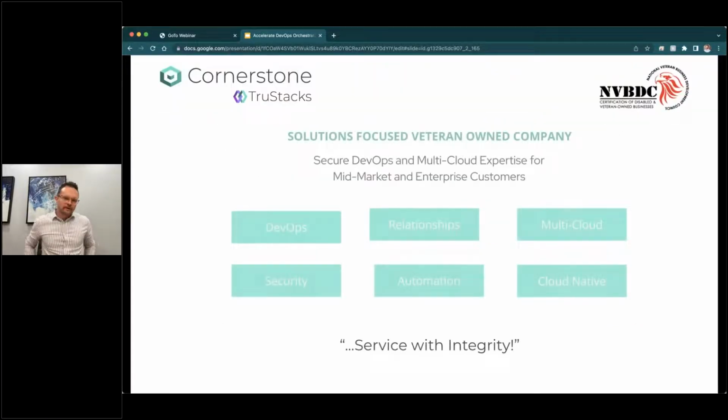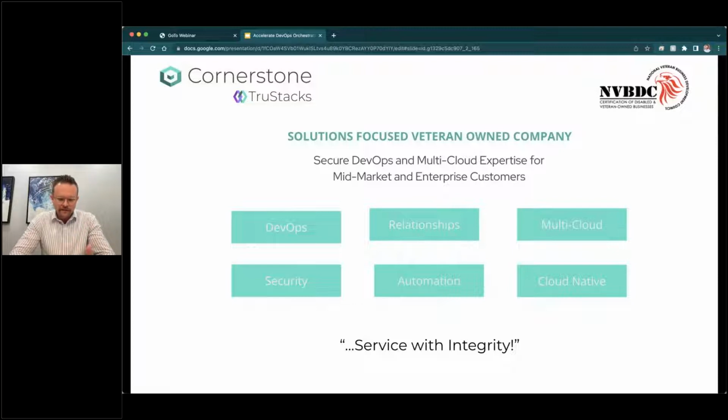So this is my only architecture slide, I promise. So who is Cornerstone? You may have heard of us before, maybe not. We are a solutions focused, veteran owned company. I often like to say that we have an against the grain mentality as well.